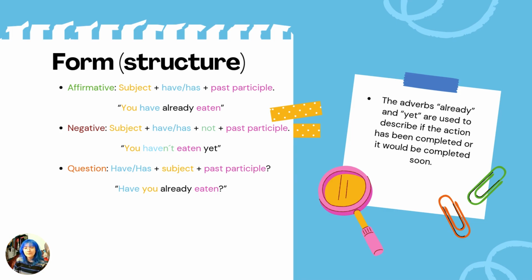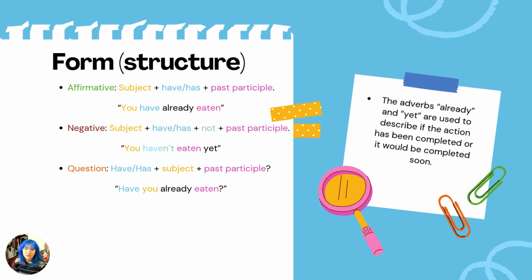For the affirmative form, we have the subject, plus have or has, plus the past participle. For the negative, we have subject plus has or have plus not, plus the past participle. And for the question, we have have or has, subject, and the past participle.